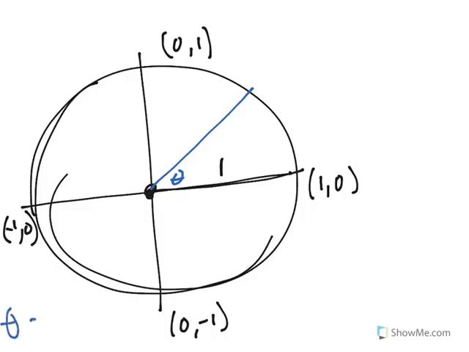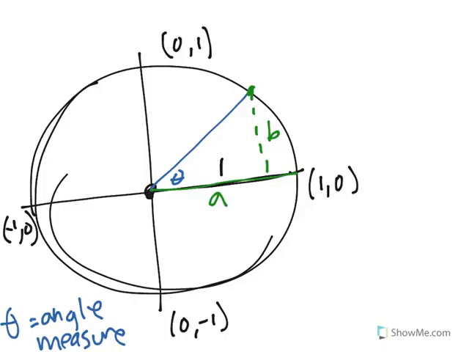Now, if we draw a section right here, it's going to have angle theta. Theta is the angle measurement that we are most likely going to use whenever we're looking at the unit circle, or radians. Okay, so now if we go over, we're going to try to find this coordinate right here. So we're going to draw a triangle with length A and height B.